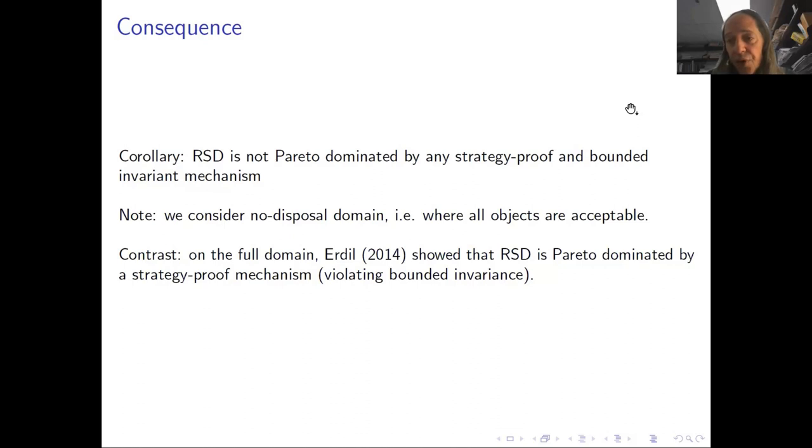Even though you would think maybe this is difficult or this is straightforward, it's actually not. And it's even known that when we consider the no disposal domain, where you always rank all objects as acceptable but you don't have an outside option, that is one case. But once you allow objects to be unacceptable, you can Pareto dominate RSD, which was shown by Erdil in 2014. But those mechanisms violate.